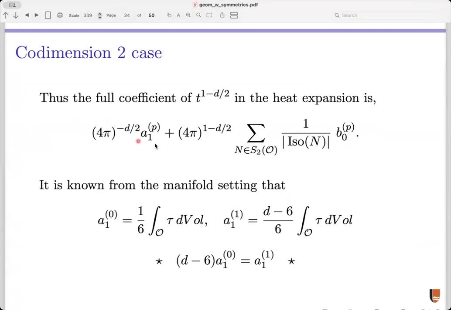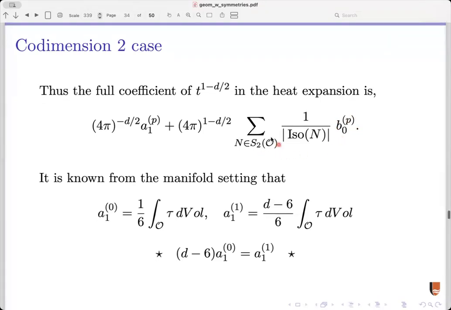Again, here we have a manifold heat invariant. The p is indicating it could be for the Hodge Laplacian on p-forms. And again, I'm not committing to what degree p differential form we're working on, but you see that you get your orbifold heat invariant here. I should indicate down here, we're now focusing on only those singular strata of codimension 2.